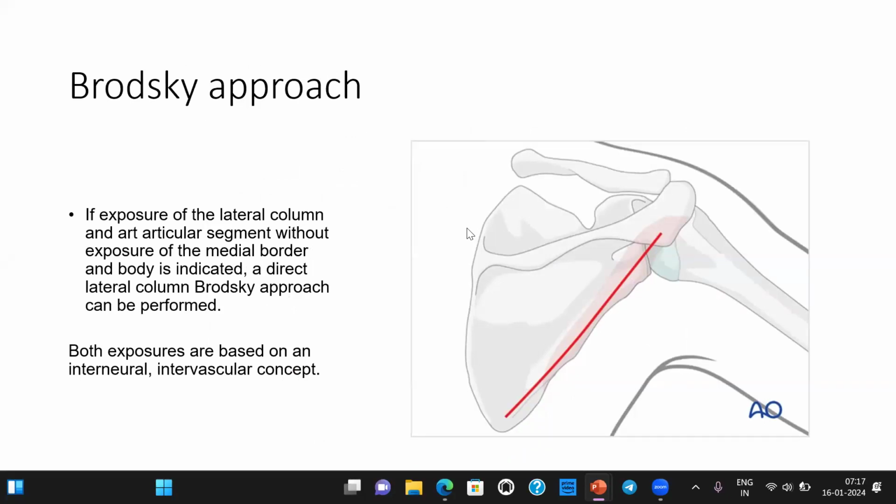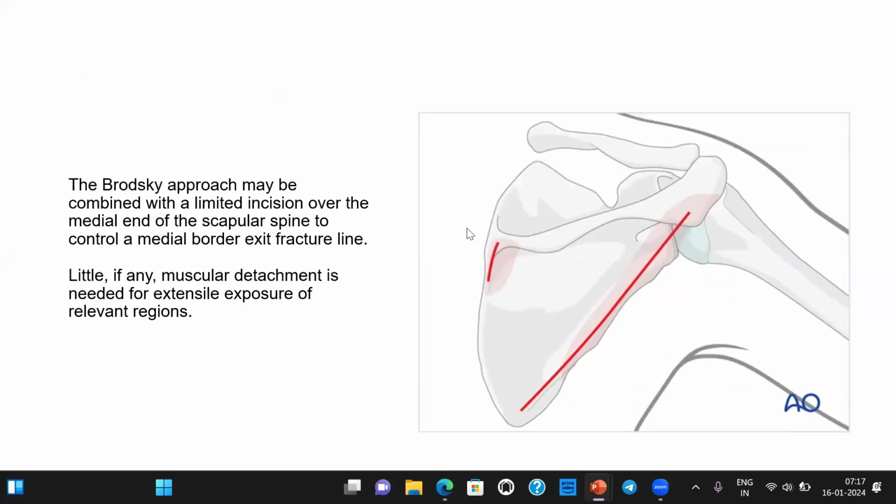So the internervous plane is the plane between infraspinatus and teres minor, because infraspinatus is supplied by the suprascapular nerve and teres minor is supplied by the axillary nerve. Sometimes we might need a minimal access over the medial end of the scapular spine alone. So the Brodsky approach can be combined with a limited incision in the medial end of the scapular spine.